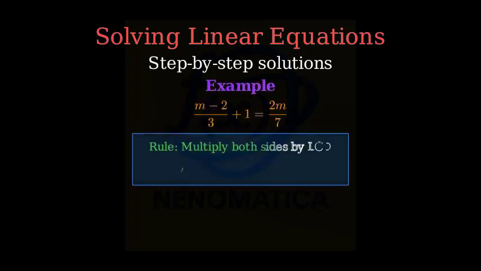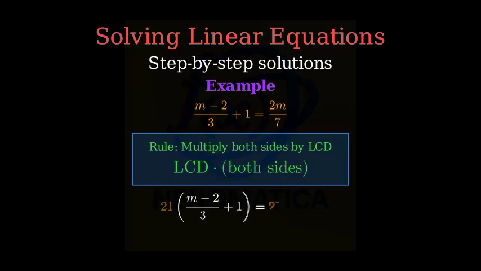For the first step of our solution, we need to eliminate the fractions by multiplying both sides by the least common denominator. Looking at our fractions, we have denominators of 3 and 7. The least common denominator is 21, so we'll multiply both sides of the equation by 21.